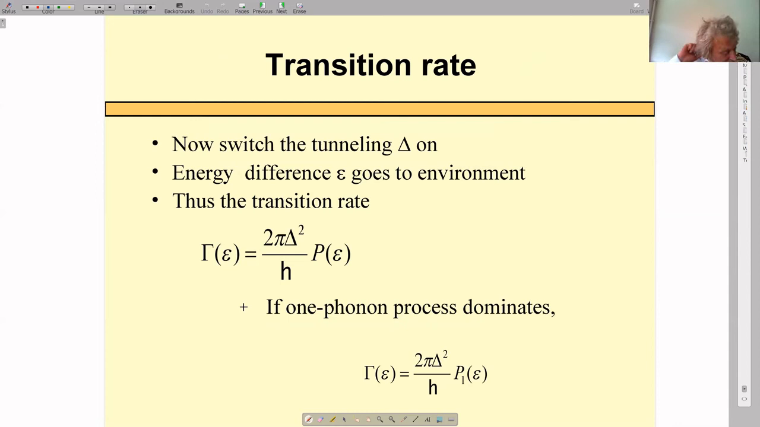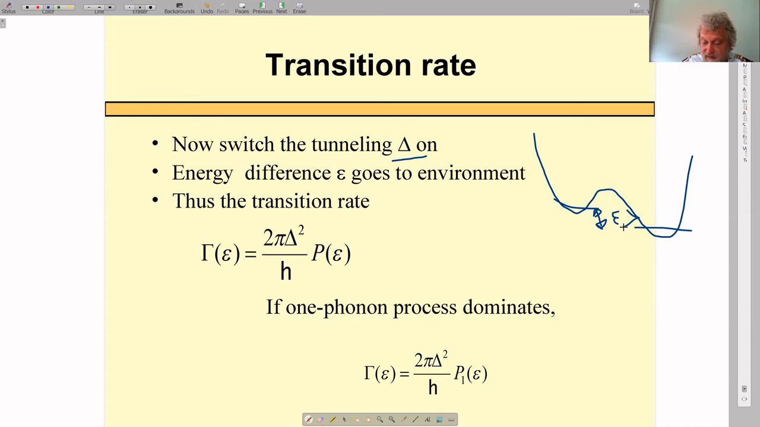Before looking at it, let me understand a simple thing, which will be very helpful. Now we can come back to the spin boson model and assume a small but finite tunneling rate. We still assume shifted potentials. The energy difference between the states is mainly this epsilon. Epsilon is much bigger than delta.